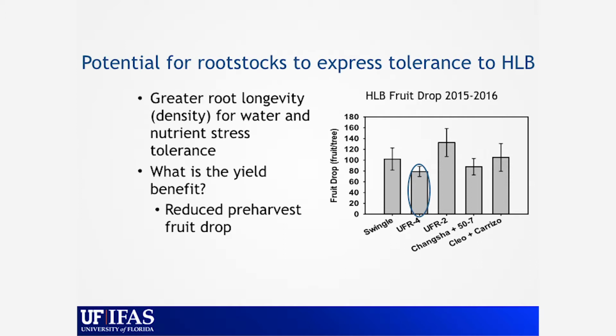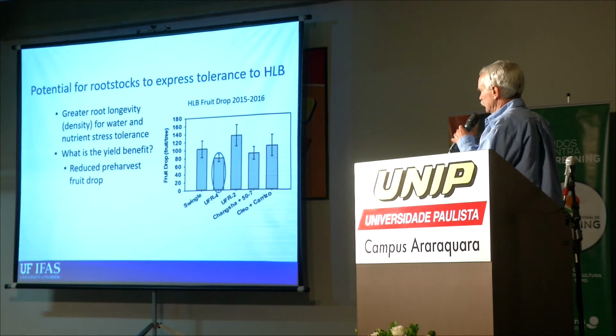What he observed in this particular season, 2015-16, when he went out and measured fruit drop under these trees on different rootstocks, is that with greater root longevity and density for water and nutrient uptake, fruit drop was lowest on UFR4. So we have a relationship between this root production behavior and less fruit drop. Only one season, but some signs that maybe there's some connection between development of root systems, their production of roots, and their tolerance.